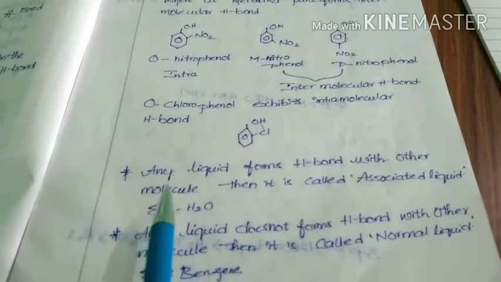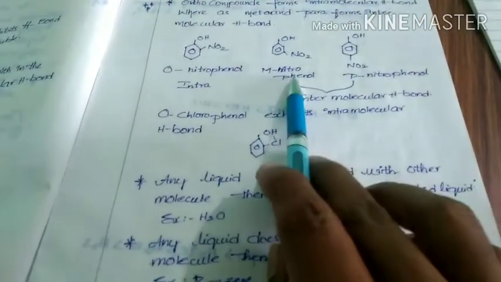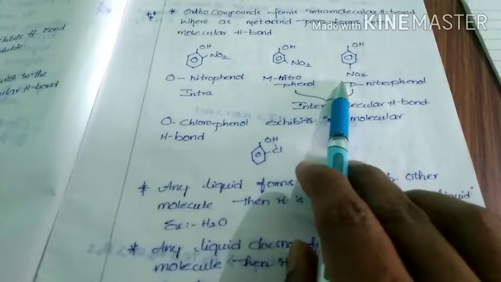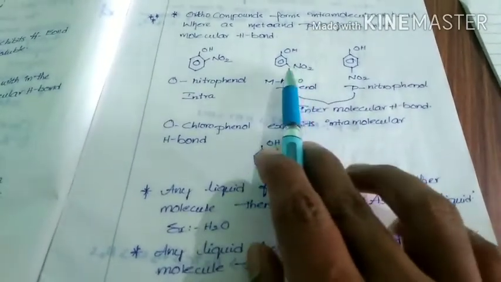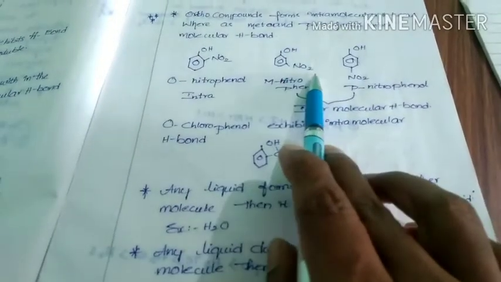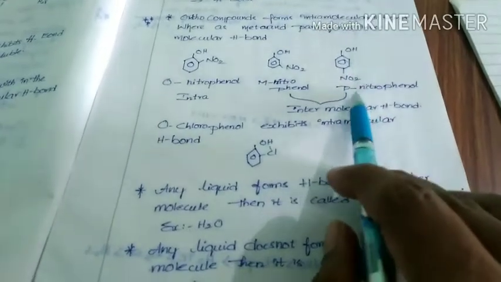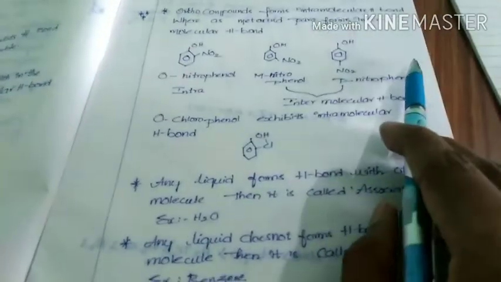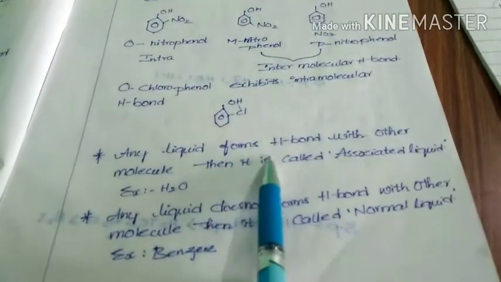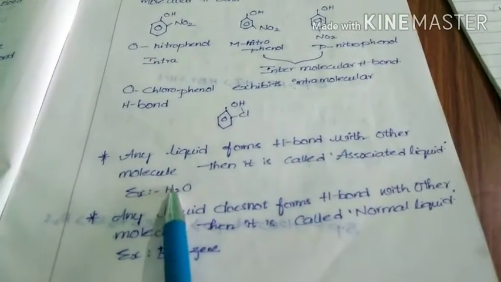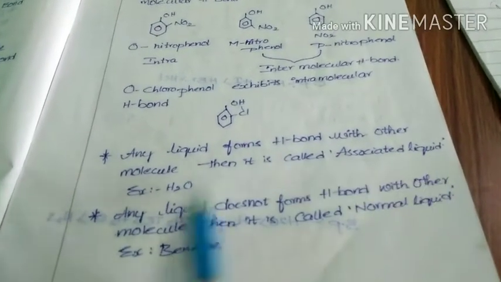Next, meta and para nitrophenol compounds can form intermolecular hydrogen bond. That means if you take another meta-nitrophenol, between those two compounds hydrogen bond is formed. If you take one more para-nitrophenol, between this one and that compound, hydrogen bond is formed. Next, if any liquid forms hydrogen bond with other molecules, then it is called an associated liquid.